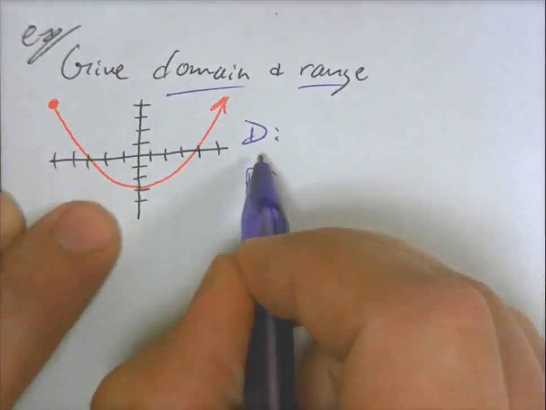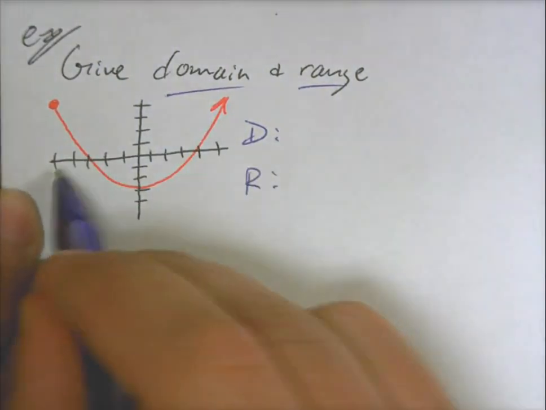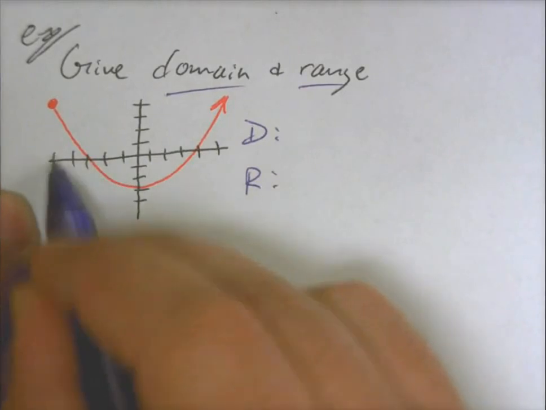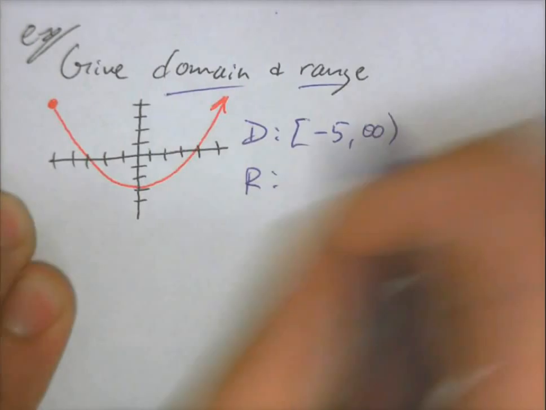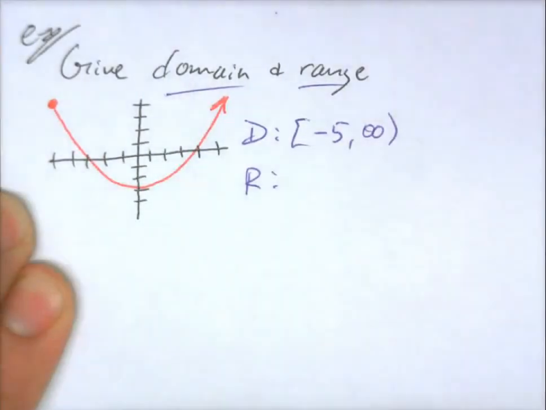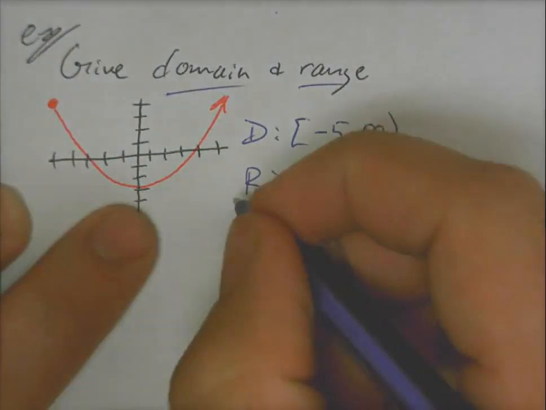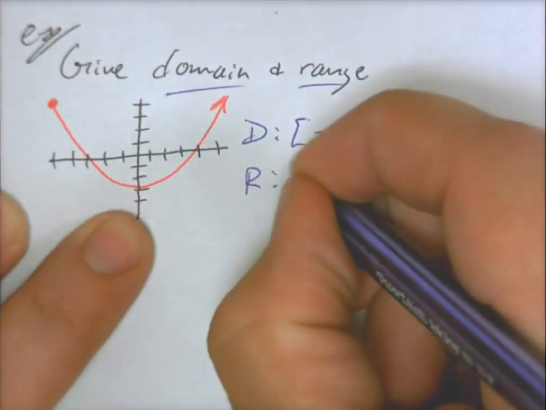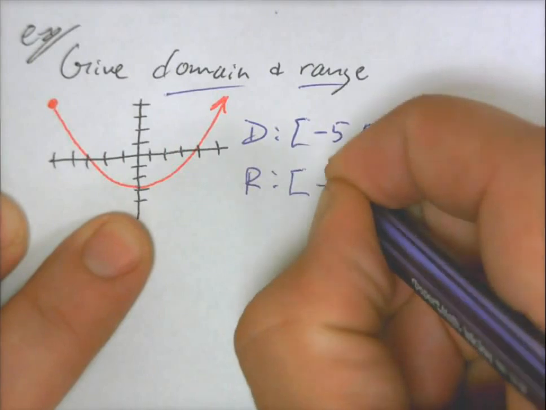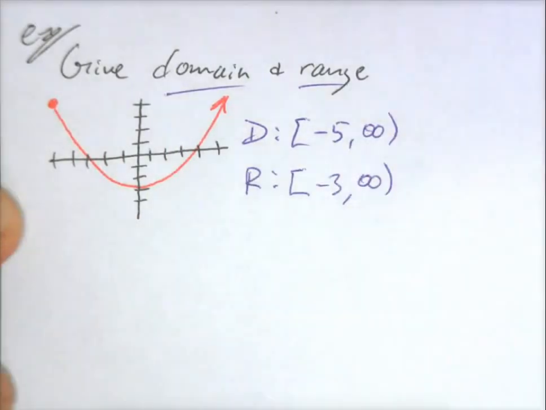So it looks like for my domain, the lowest x value that I have is negative 1, 2, 3, 4, 5. So I go from negative 5 to infinity, because it is increasing to the right the entire way. And my range, it looks like the lowest y value I have is 1, 2, 3, with that also inclusive. So I'll put a bracket. So negative 3 to infinity.